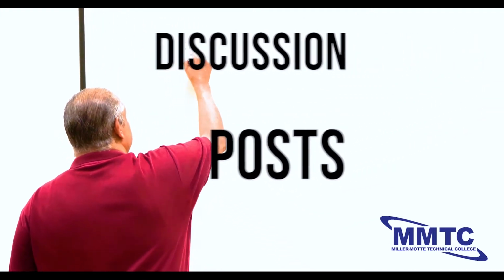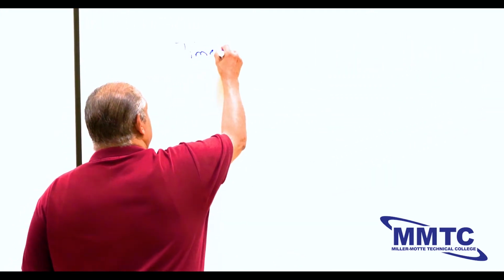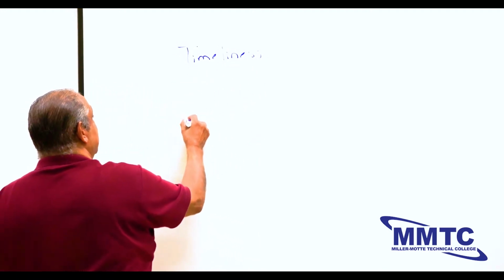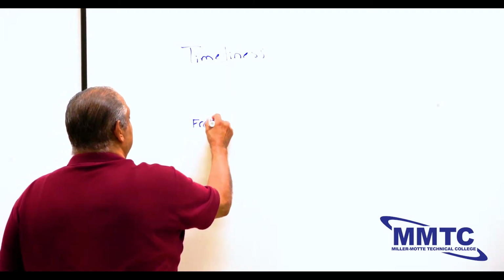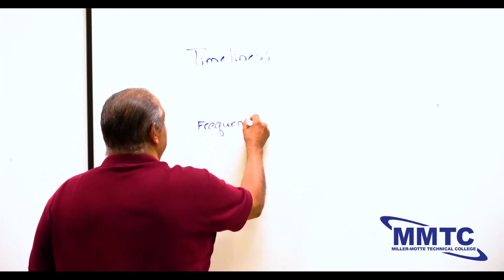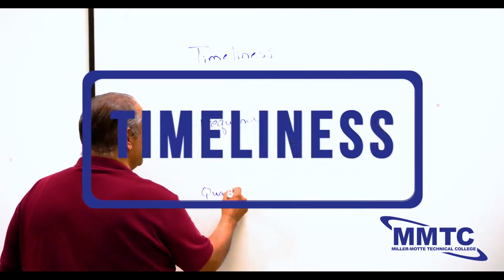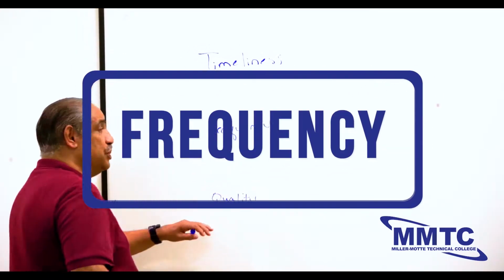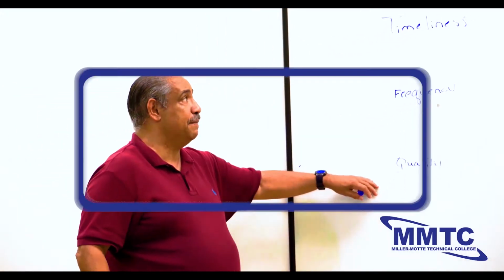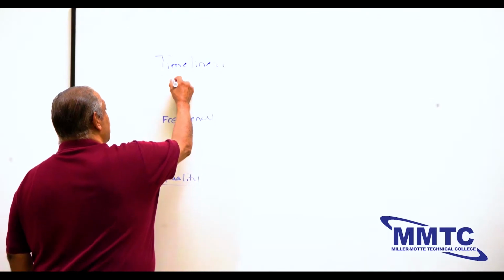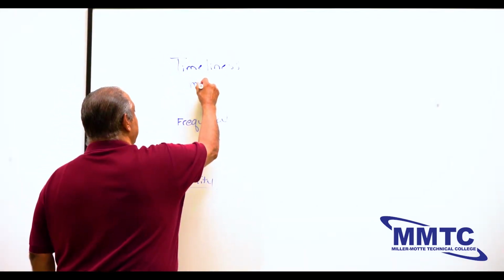Okay? There are three categories in the grading rubric. The first one is timeliness. The second one is frequency. And the third one is quality. I'm going to discuss quality last, even though that's the most important, because you gain most of the points in quality.